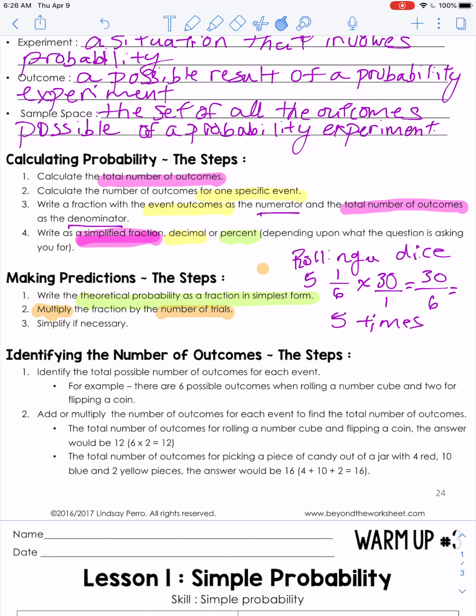The reason we multiply when we're flipping a coin and rolling a number cube is because we have to account for each outcome. So we can roll a 1.